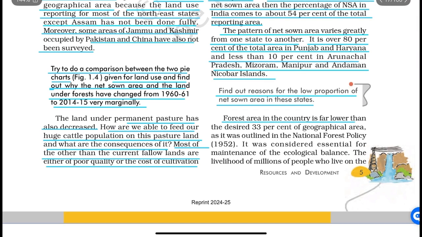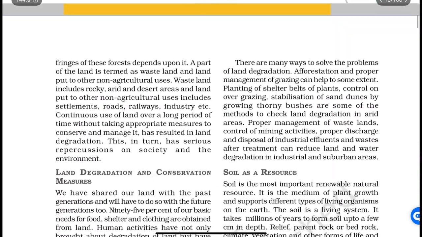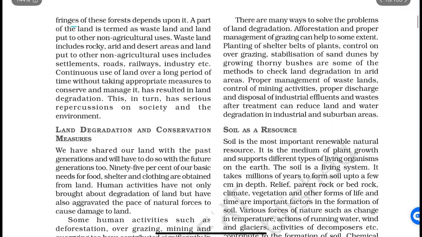Forest area in the country is far lower than the desired 33% of the geographical area, as outlined in the National Forest Policy 1952. It was considered essential for maintenance of ecological balance. The livelihood of millions of people who live on the fringes of these forests depends upon it. A part of the land is termed as wasteland and land put to other non-agricultural uses. Wasteland includes rocky, arid, and desert areas, and land put to other non-agricultural uses includes settlements, roads, railways, industry, etc.